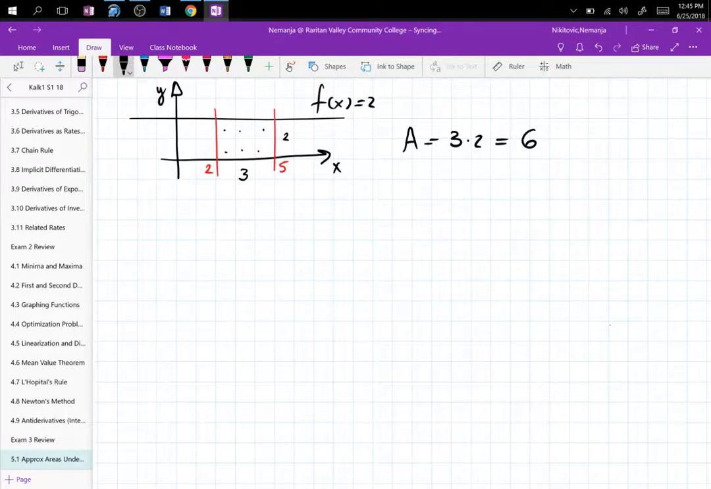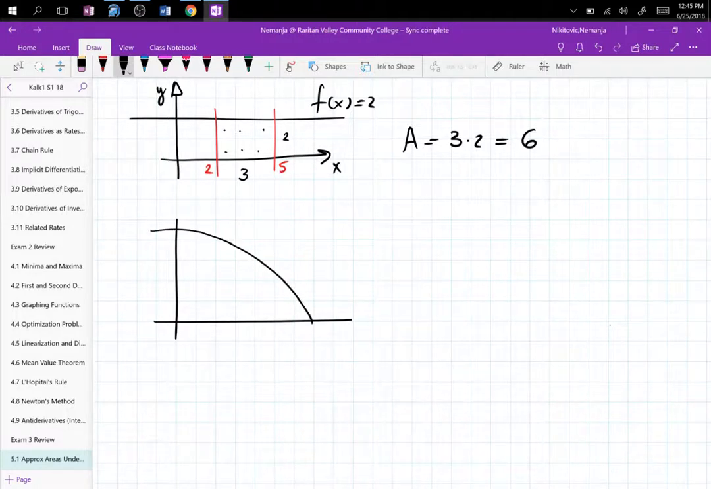But what do you do if the function is not constant? What do we do if we have a curve like this? Right, so this is now our function f of x, and what I'm going to do is find the area from the 0, which is a, all the way to the other end, that is b.